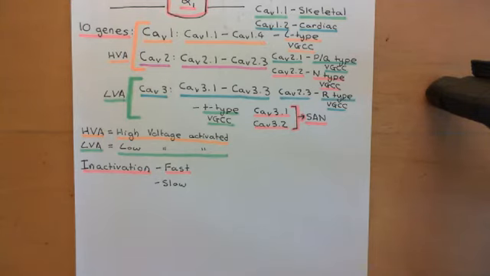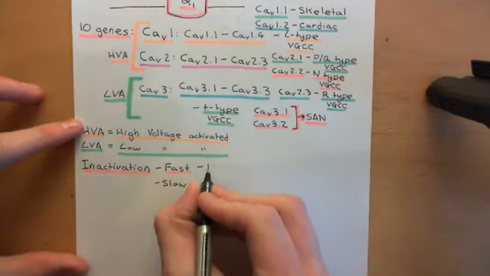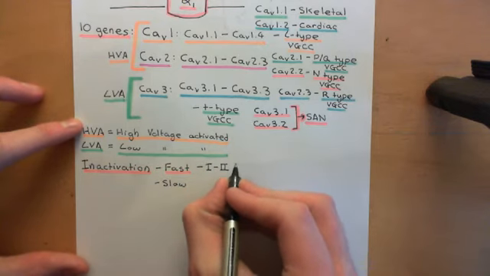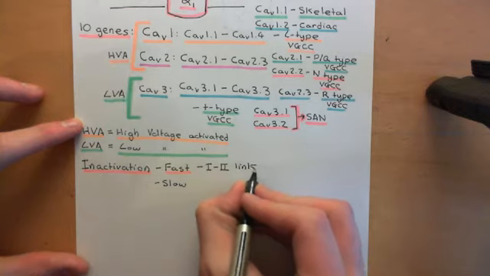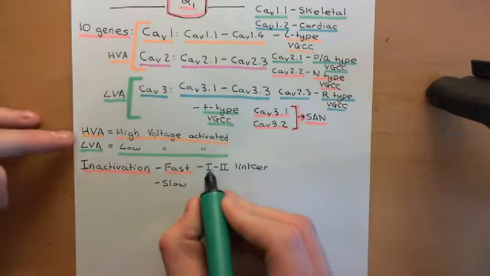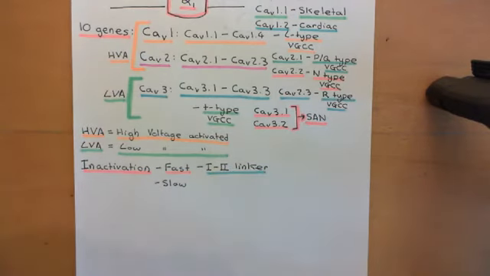In alpha 1 subunits of voltage-gated calcium channels, it's much more controversial which bit actually mediates fast type inactivation. However, we think it is the 1-2 linker. This is the sort of best bet. So the linker between domain 1 and domain 2, and we will be seeing more of the linker between domain 1 and domain 2 later on.